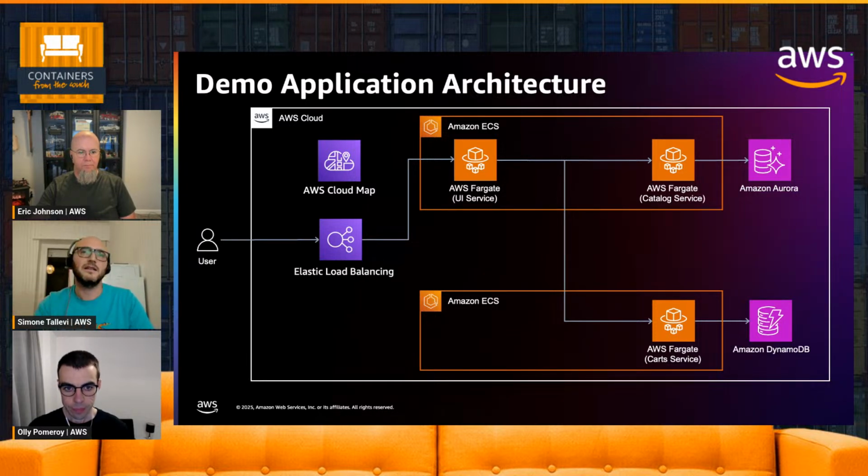UI service can easily communicate with catalog service and cart service, even if they're in different clusters, leveraging Cloud Map for service discovery, essentially. So that's what we're going to see. And as Ollie mentioned, we're going to leverage a sidecar proxy.